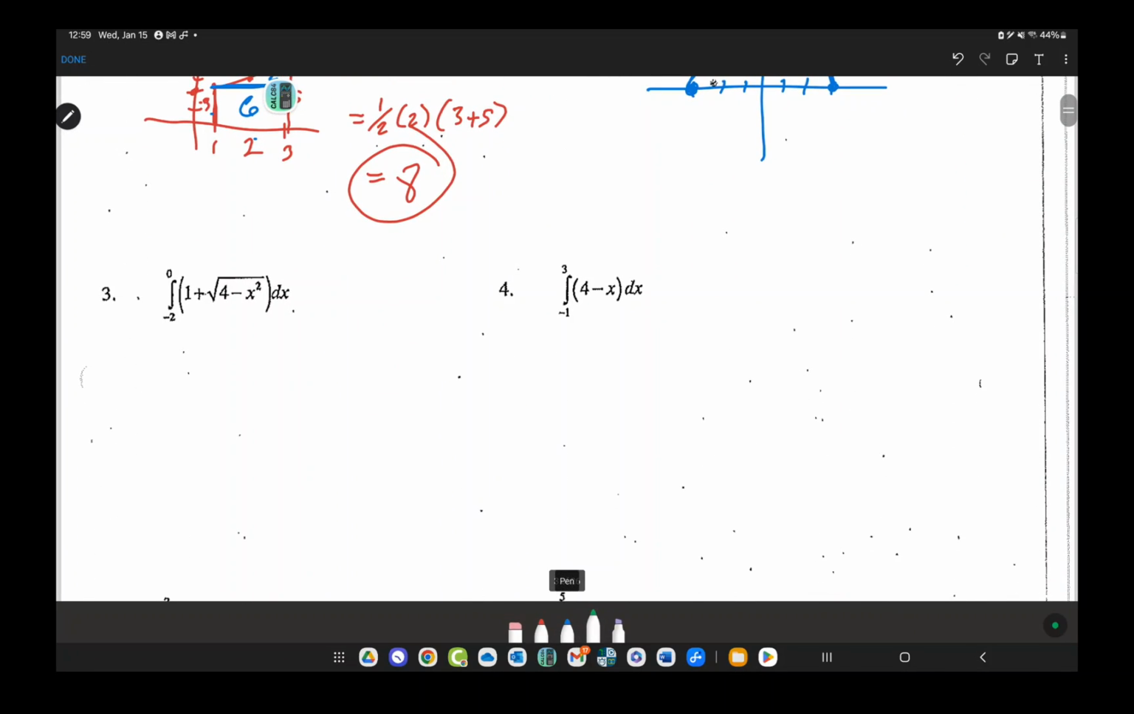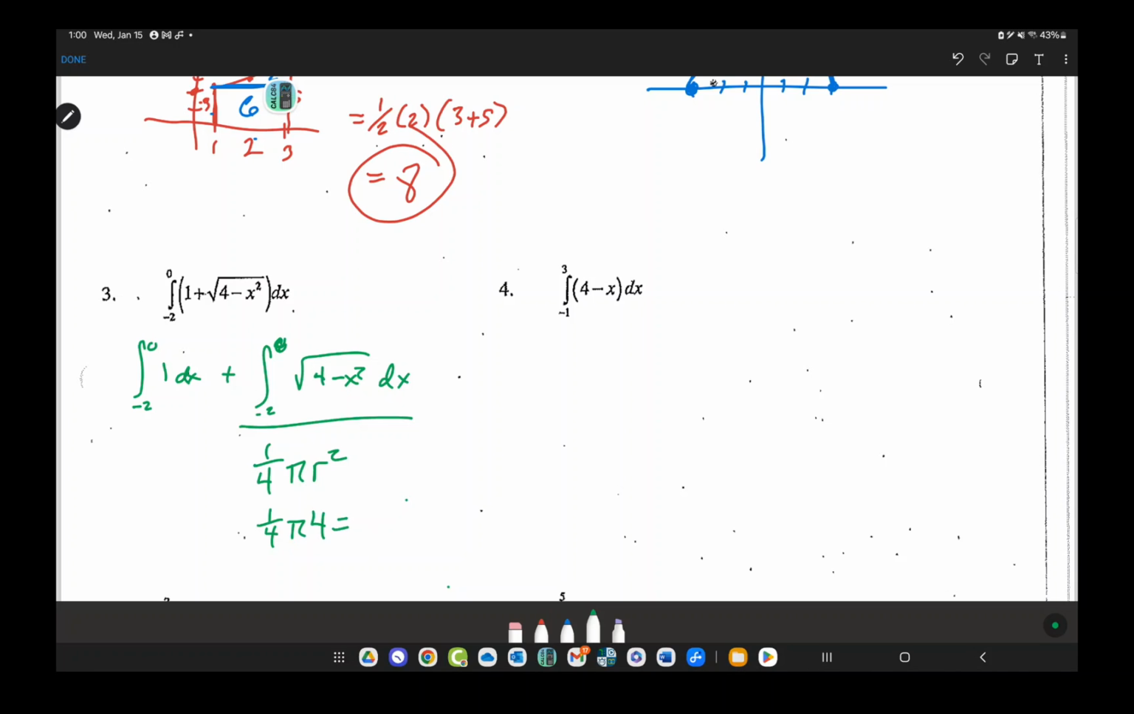We do want to separate this out to be the integral from -2 to 0 of 1 dx plus the integral from -2 to 0 of the square root of 4 minus x squared dx. Now we already know this is a circle, but is it a semicircle? No, it's a quarter of a circle. So this is going to be 1/4 pi r squared. My radius is 2, so 1/4 of pi times 4, or just pi.